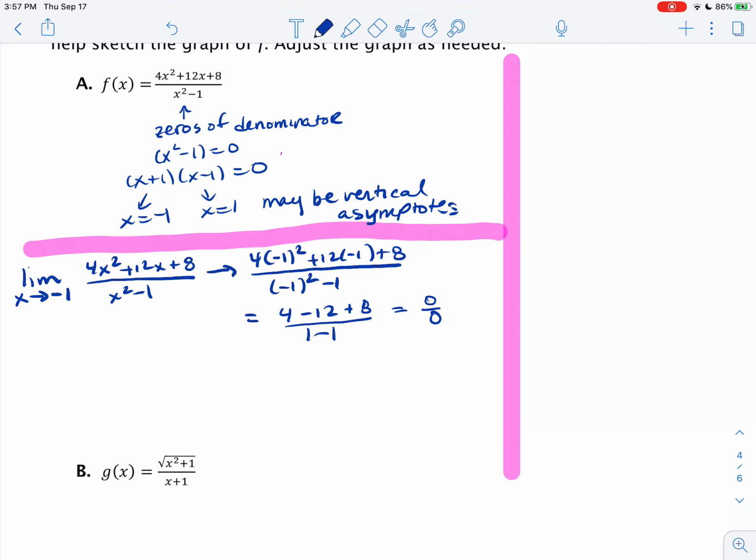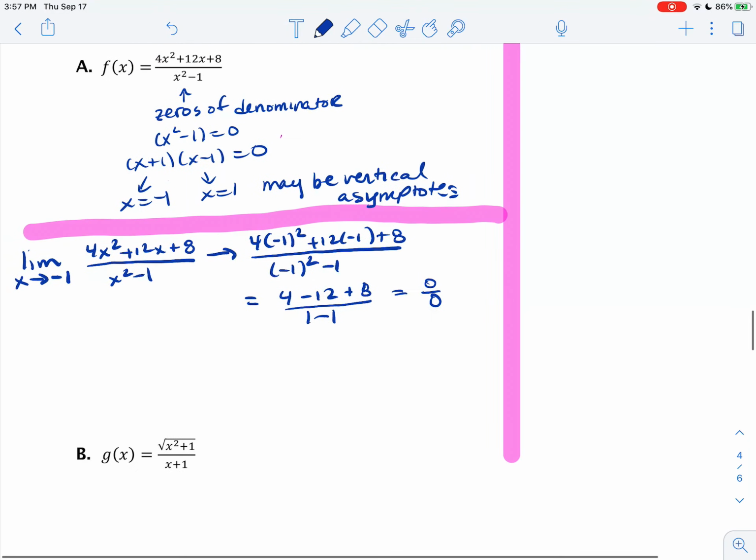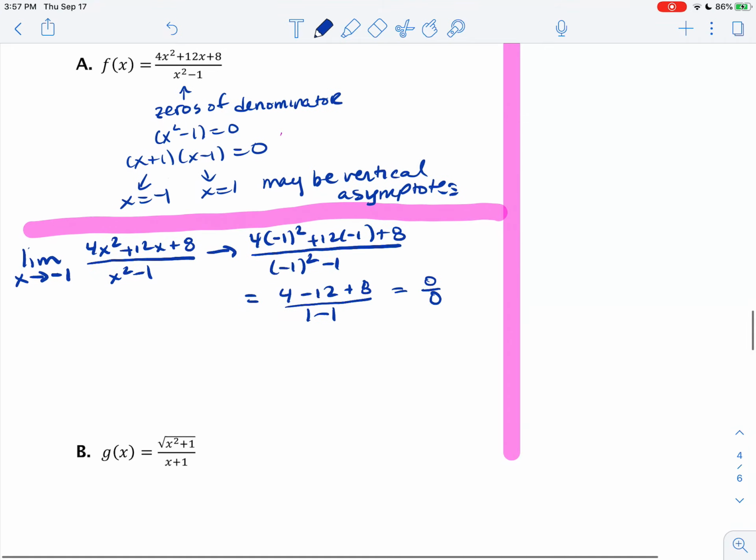So I know that x equal to negative 1 is a 0 of the top. It's also a 0 of the bottom. Or in other words, x minus minus 1, or x plus 1, is actually a factor of the top and the bottom.